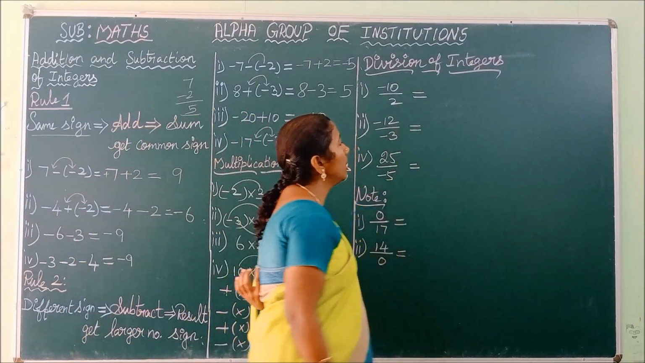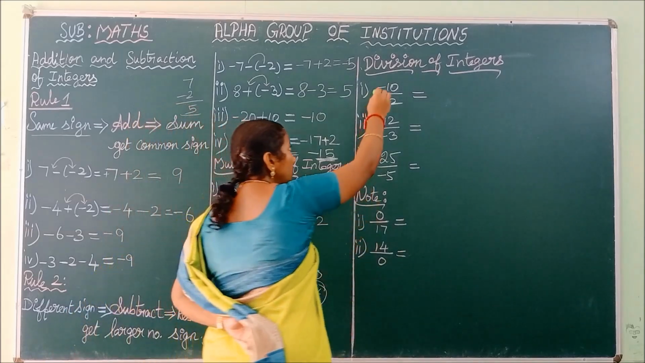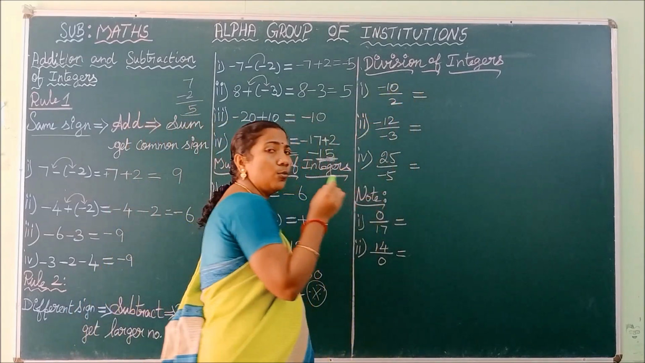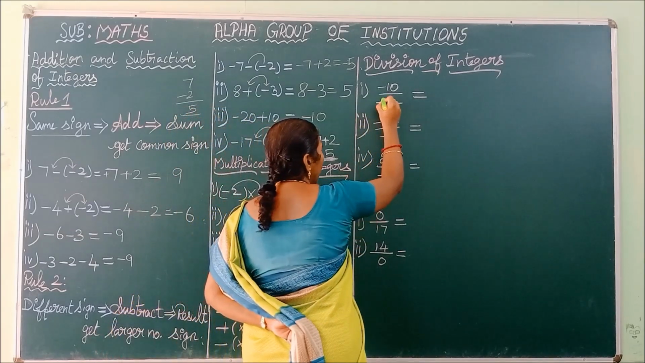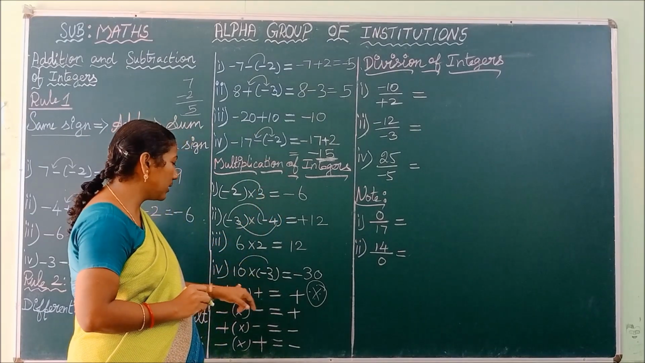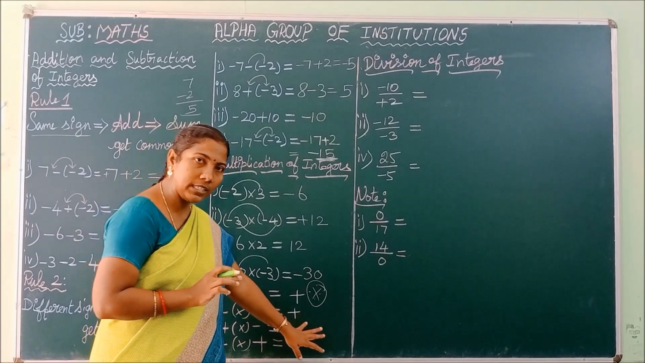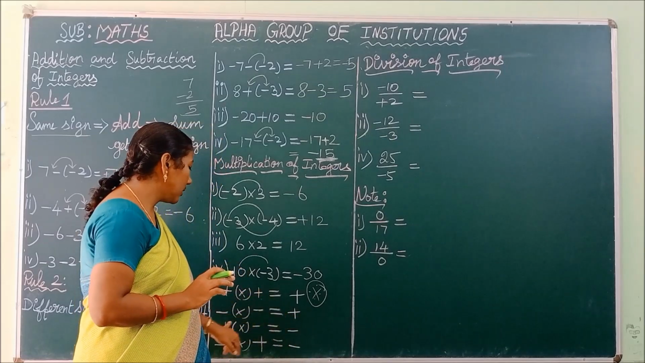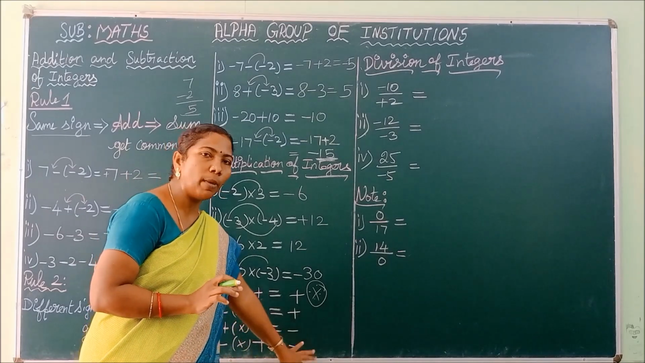Division of integers. How can we divide the integers? See the first one. Minus 10 by 2. Here the numerator contains the negative symbol and the denominator has the positive symbol. As per the multiplication rules, the division rule also follows. Similarly, plus divided by plus, our answer is plus. Minus divided by minus, our answer is plus. Plus divided by minus, minus. Minus divided by plus, also minus.